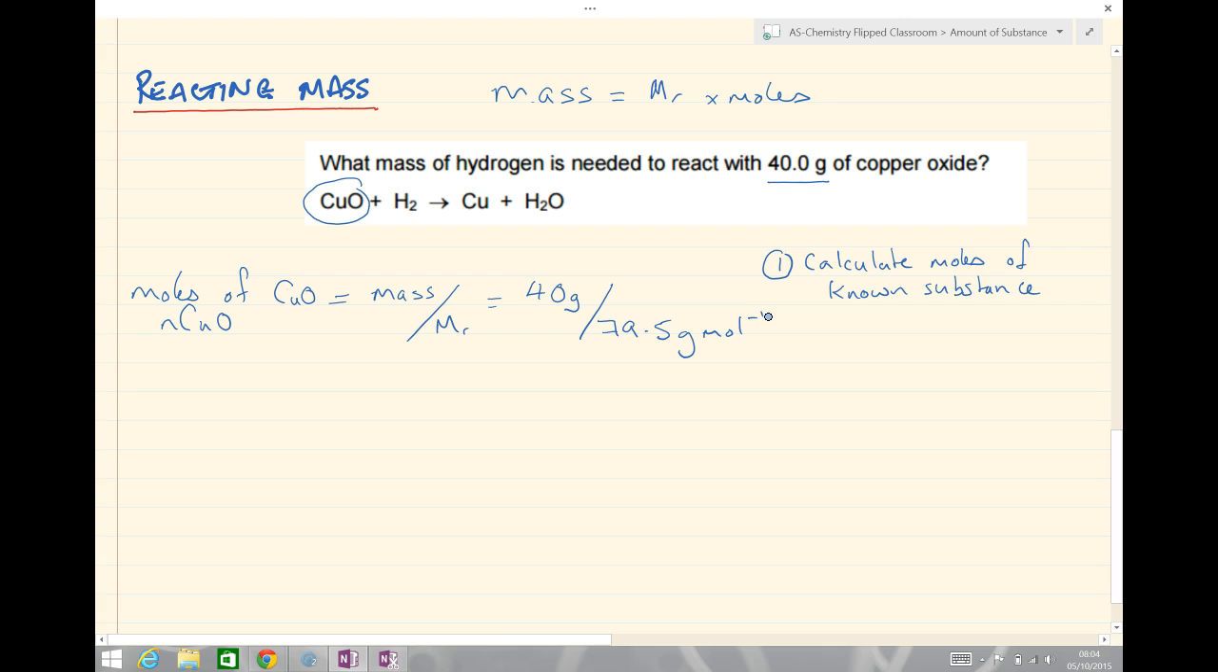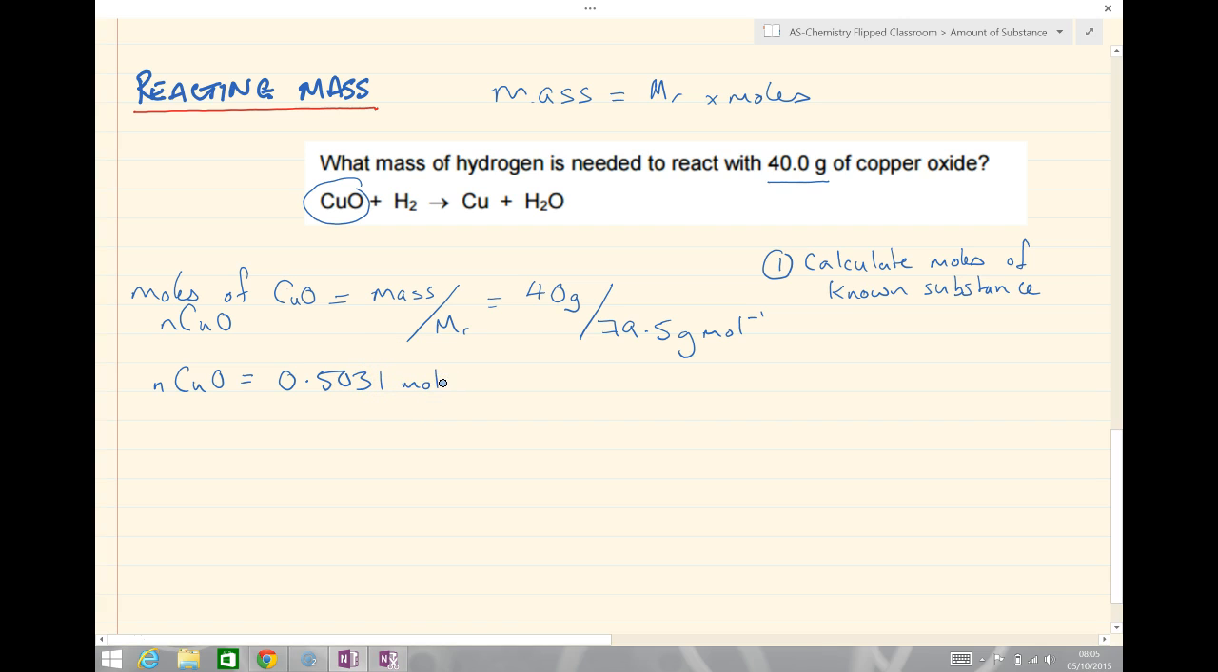We calculate that, and we end up with something just above 0.5. We won't round down yet, we'll use a sensible number of significant figures. We've got 0.5031 moles of copper oxide.